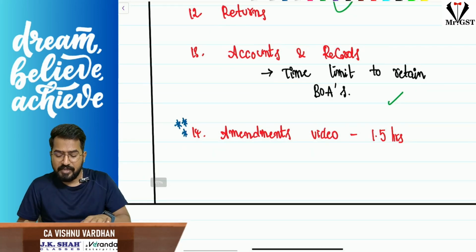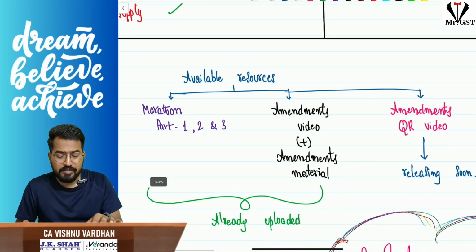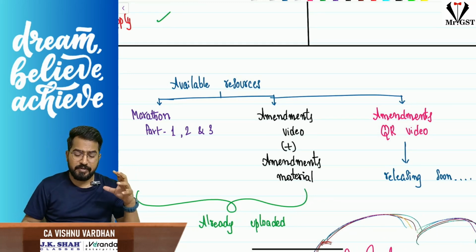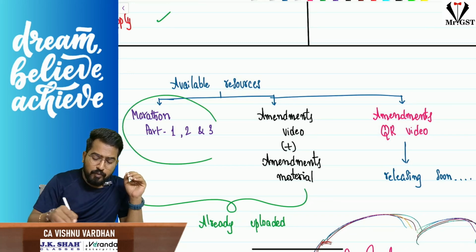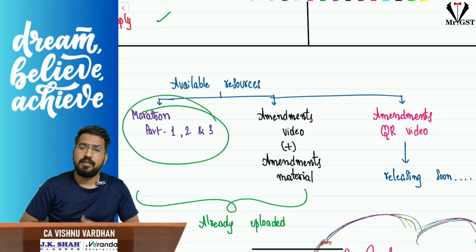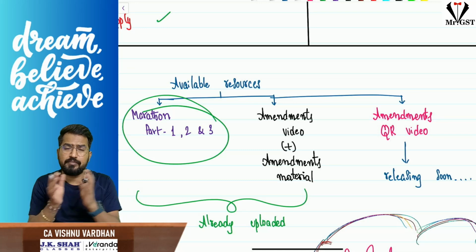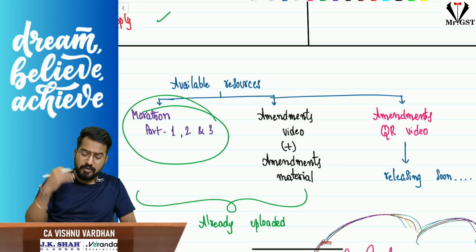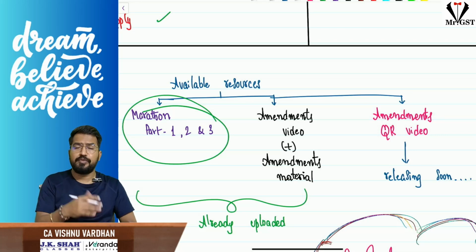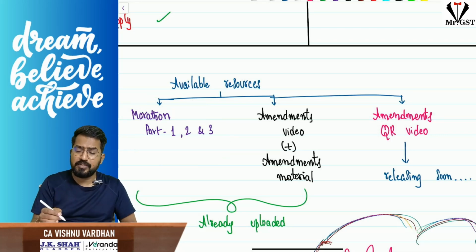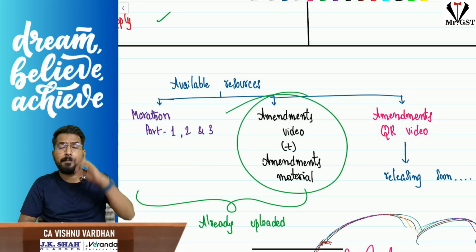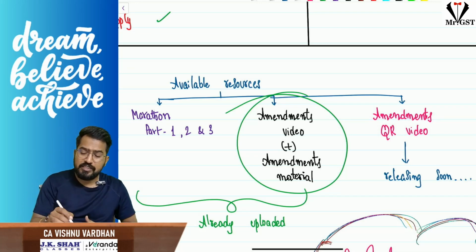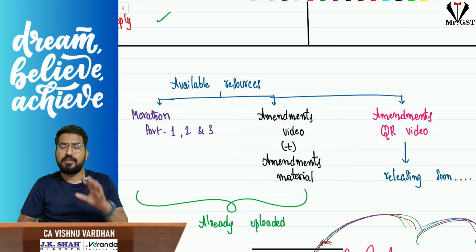And now the very important thing is, what are the sources available from my end with respect to your GST preparation, CA Inter preparation. Marathon parts 1, 2 and 3 I have already uploaded on my YouTube channel, CA Vishnuvardhan, Mr. GST, so you can refer there. The link will also be given in the description for the marathon videos that you can watch. And the next one is the amendments video; along with the amendment material I have also uploaded it on YouTube, so please make sure you are thorough with that. These two things are already uploaded, so please make sure you are going through them.